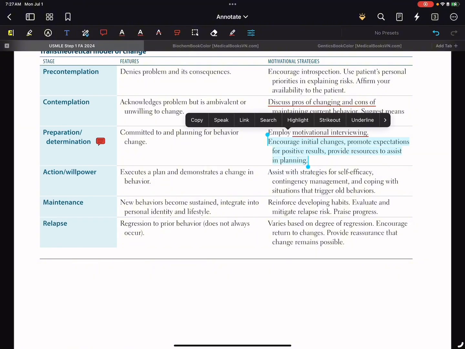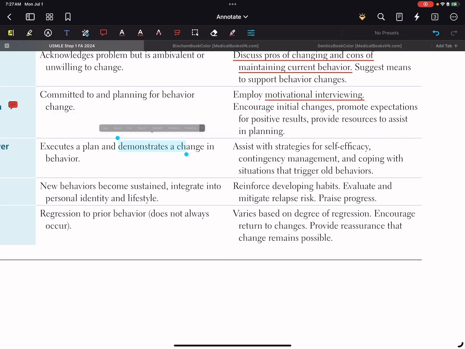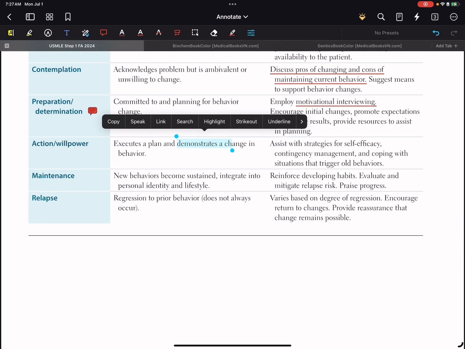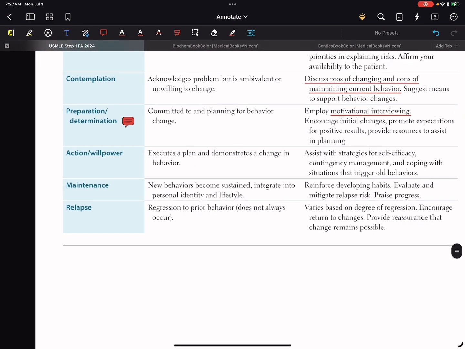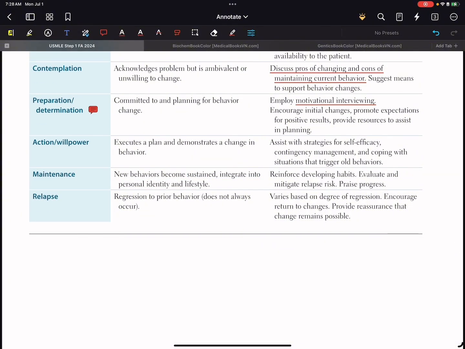Action: willpower, executes a plan and demonstrates a change in behavior. Assist with strategies for self-efficacy, contingency management, and coping with situations that trigger behavior. Maintenance: new behaviors become sustained. Integrate into personal identity and lifestyle. Reinforce developing habits. Evaluate and mitigate relapse risk. Relapse: regression to prior behavior does not always occur.